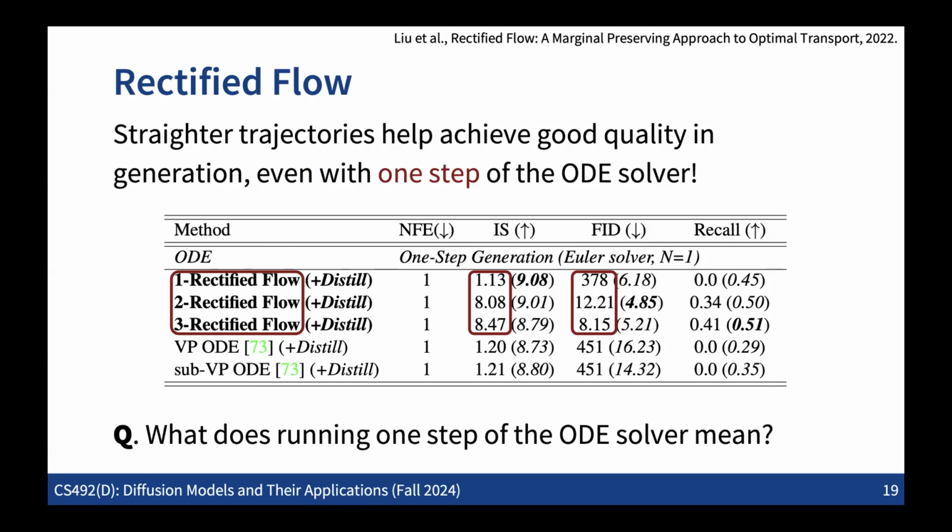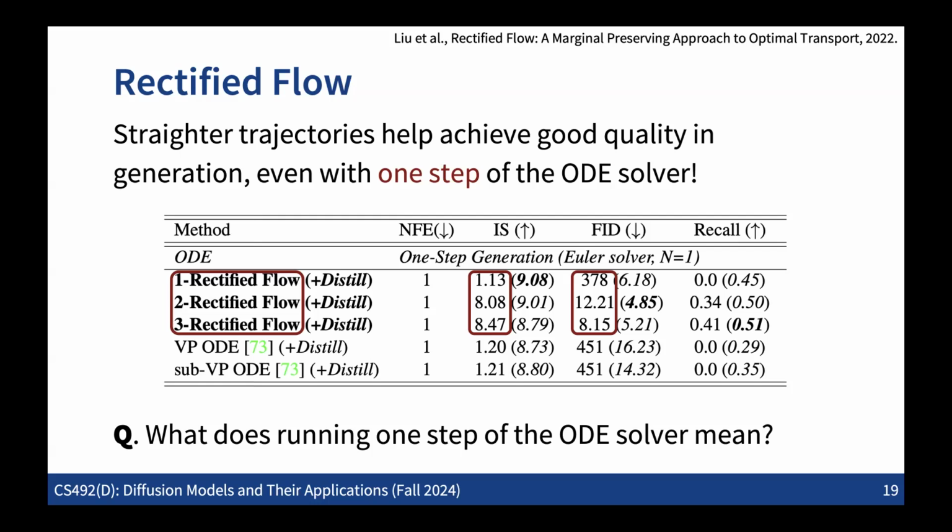These are the results when we train the flow-based models multiple times. One rectified flow means the output of the flow-based model. Two rectified flow is the next round of training, and three rectified will be the next one. If you look at the FID, at the very beginning it is very high, like 300 something. But if you train another flow-based model, it goes down to 12, which is way smaller. And if you train one more time, it goes down to 8.